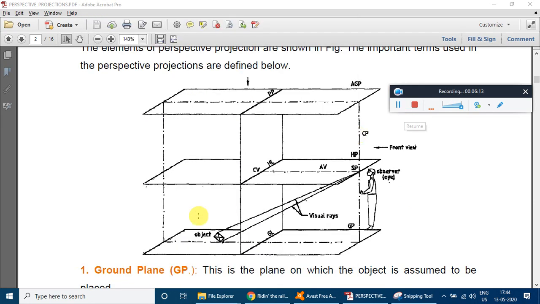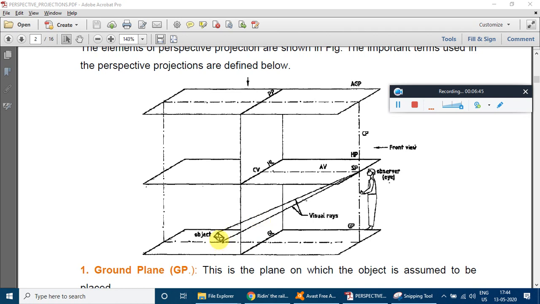Just consider that there is a point which is in the third quadrant, right? So I'm placing the object here. This is the picture plane, and this is the ground line. I have the object, and the observer is viewing here. So this point will be projected on this picture plane, and it will be projected here, which means it is above the ground line. If the object is placed here, there is a ground line, and above that it will be marked.